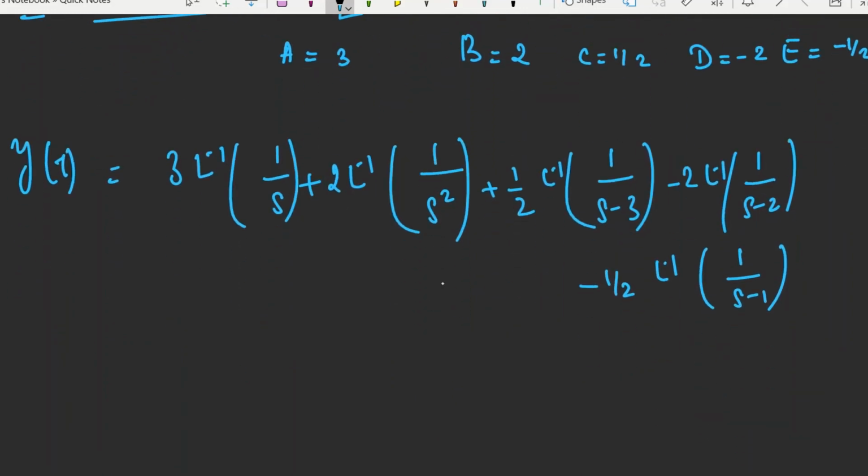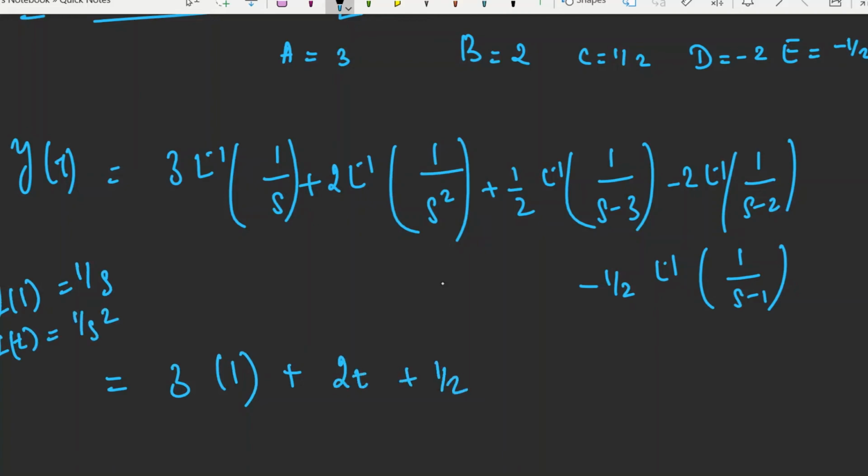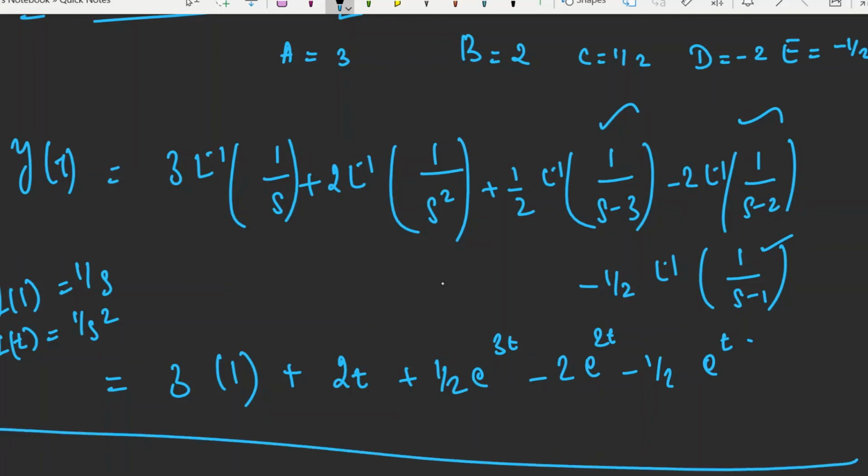So here the formulas are very simple. 3 L inverse of 1 by s is 1, because Laplace transform of 1 is 1 by s. Plus 2 L inverse of 1 by s square: Laplace transform of t is 1 by s square, so 2t. Plus half, these three are the same, e power 3t, e power 2t and e power t. So y equals 3 plus 2t plus half e power 3t minus 2 e power 2t minus half e power t. So this is the answer.